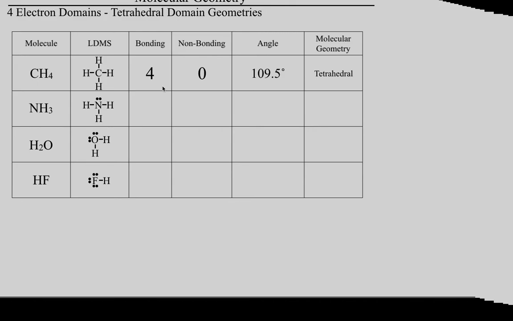Looking at NH3, how many of those 4 domains are bonding? 3. How many are non-bonding? 1. Guys, the model looks like this. See it? This is what the model of this molecule looks like. But guys, what is not represented in this model? The non-bonded pair. So guys, let's remind ourselves.